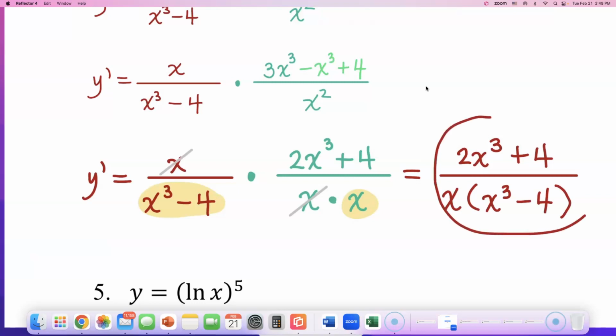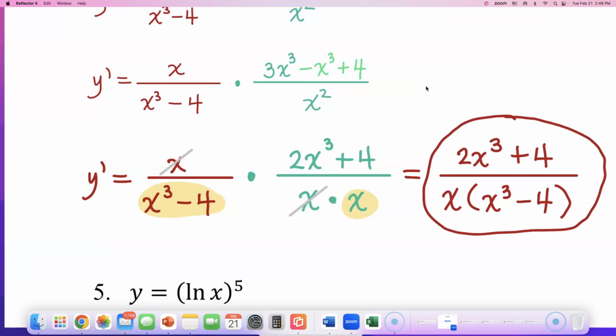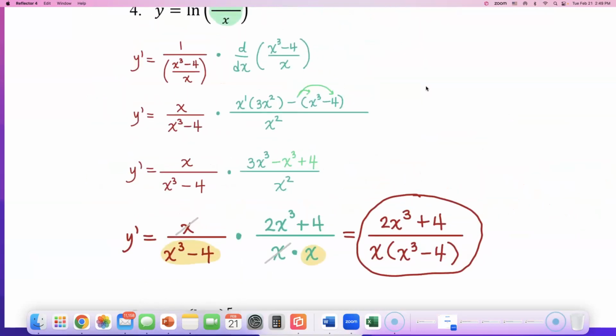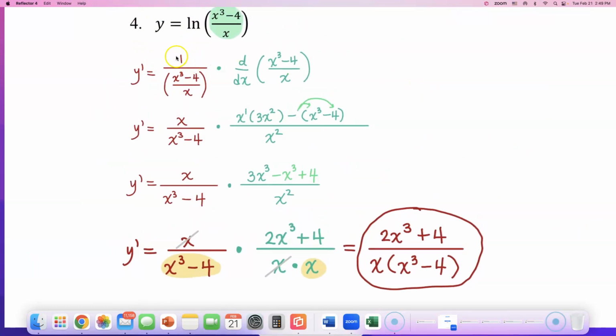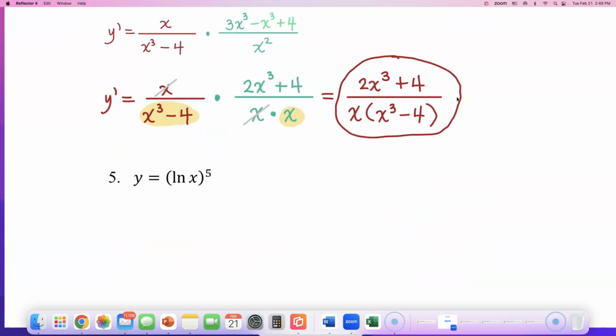Phew. So what made this problem a little more difficult? Well, the fact that we had to use the quotient rule, okay, in the middle of a problem, and also the little algebra that involved simplifying rational expressions, okay? All right, let me do one more on the same page.